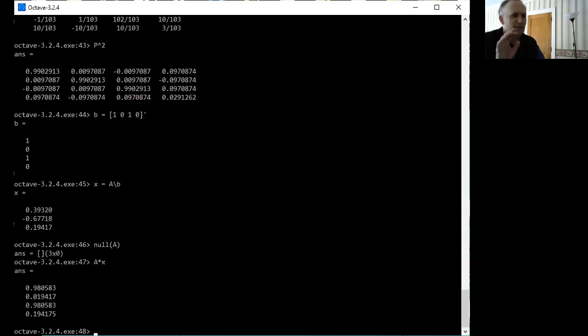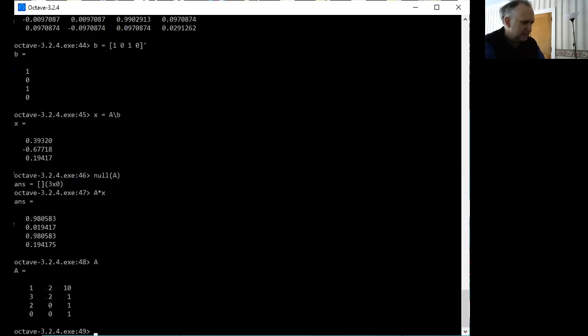Now let me slow down if you weren't following up to here. So I just made up that vector B, 1, 0, 1, 0. I didn't make this problem up ahead of time or anything. I just made it up, assuming that it would not be in the column space of A. There's A. And then I use the backslash to solve A, B.